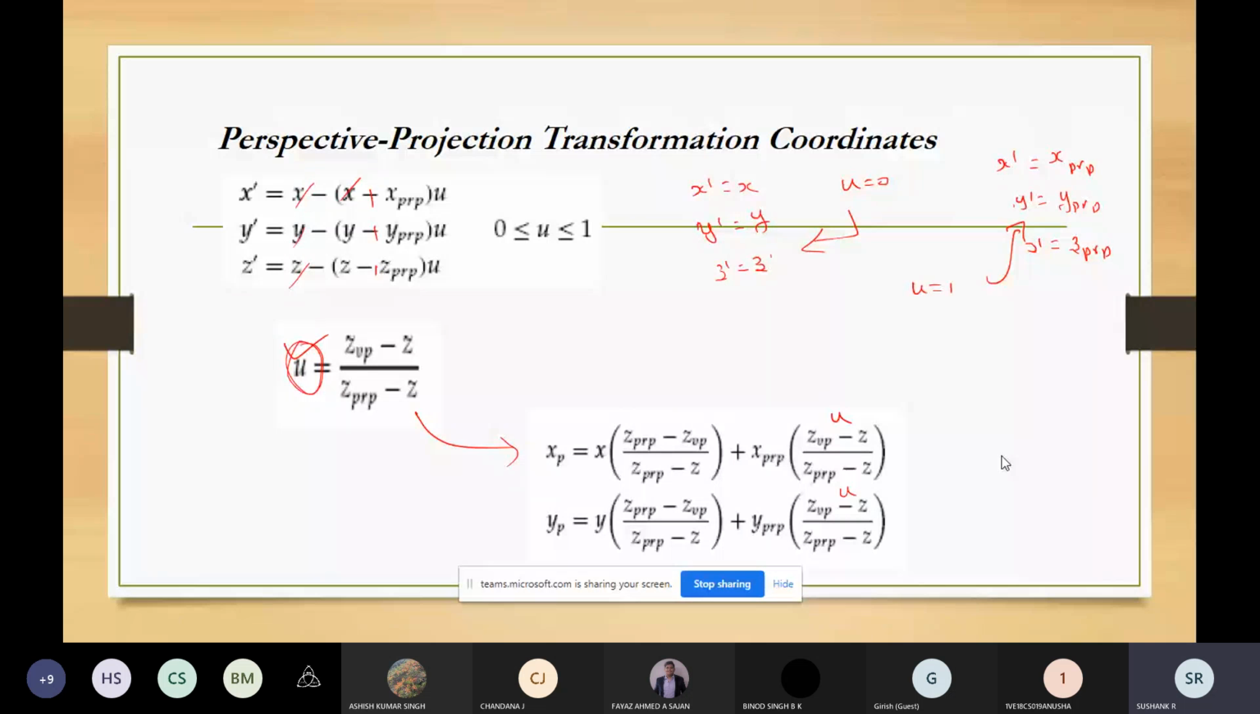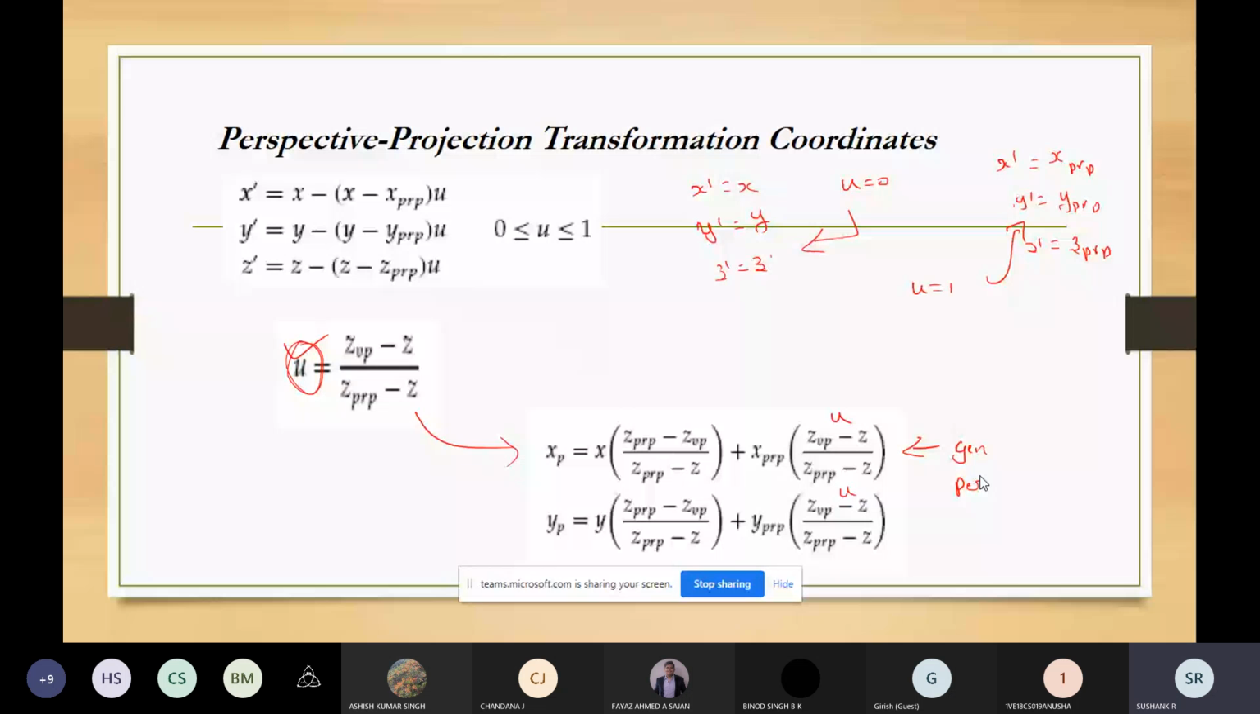Using this, you can substitute the value of u in this equation to obtain the general perspective transformation equation. Xp is equal to x into some value of zprp minus zvp, which you can take as 1 over u also. Using that, we are obtaining this equation xp and yp.